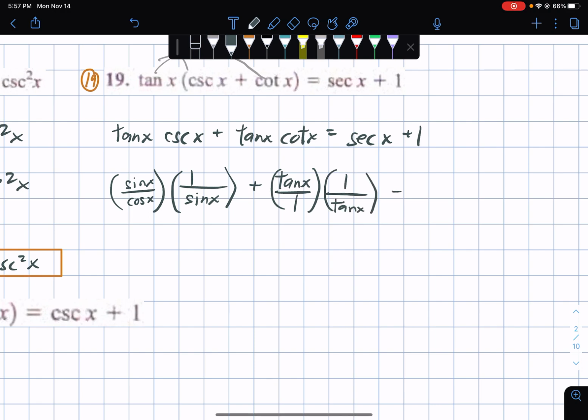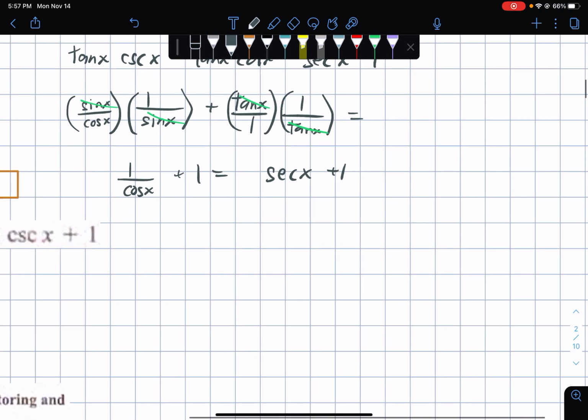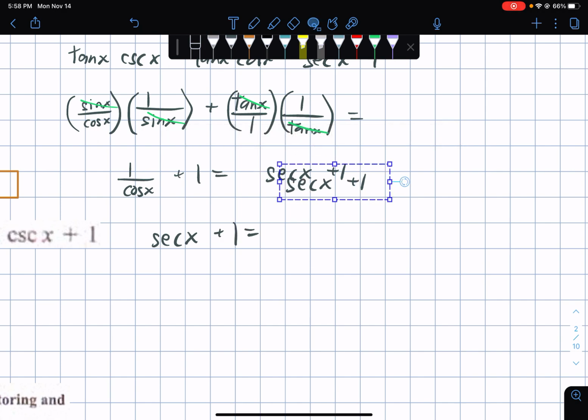So I'm sorry about that. There's a lot of wind right now, but that won't stop me from teaching. 1 over cosine x plus 1 is equal to secant x plus 1. Cosine's inverse is secant x. Then plus 1. As you can see, they're the same as the right side. Therefore, this is verified.